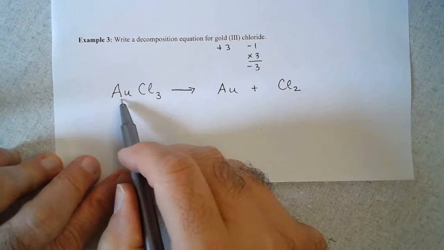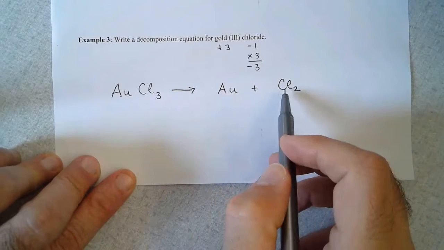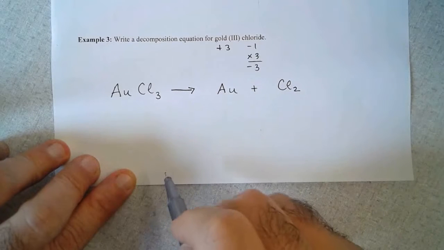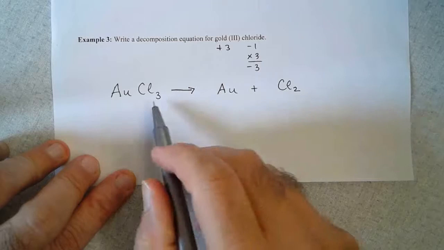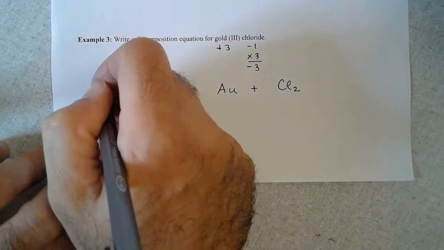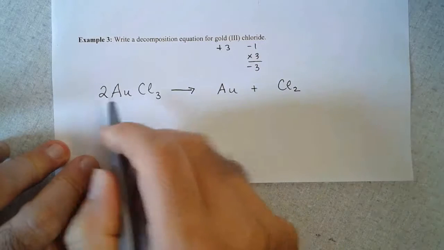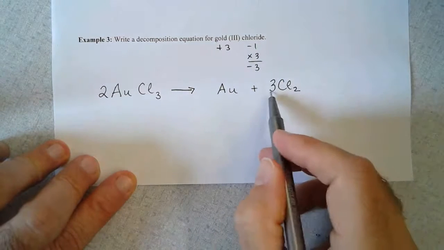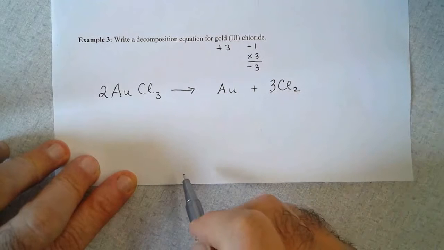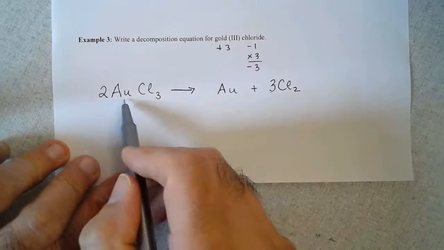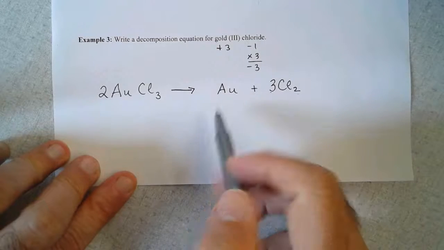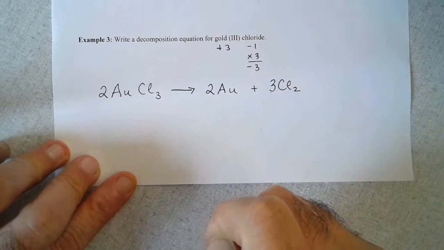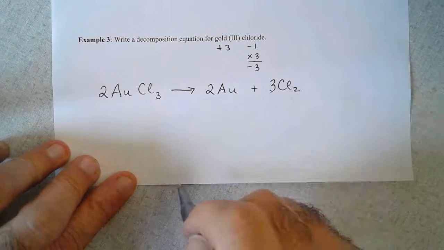The golds are already balanced out, but the chlorines are not. So let's balance the chlorines, and we see here that we've got 3 and 2. So we're going to have to get to the lowest common multiple, which is 6. If I put a coefficient of 2 here, that gives me 6 chlorines on the left, and that means I'm going to need a coefficient of 3 for 6 chlorines on the right. But now I've got 2 golds on the left and only 1 on the right, so I'm going to have to add a coefficient of 2 in order to balance this out. And here we have our balanced equation.